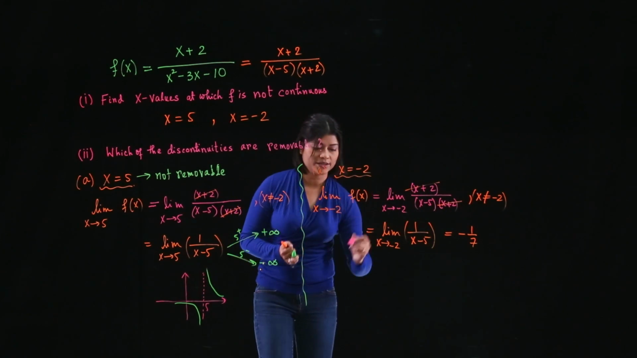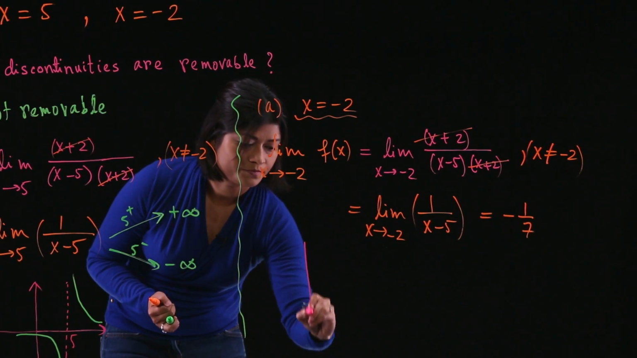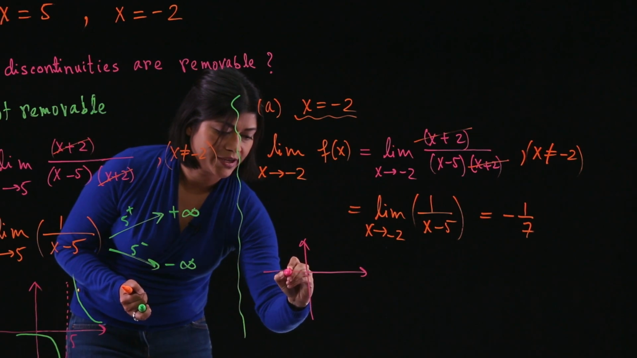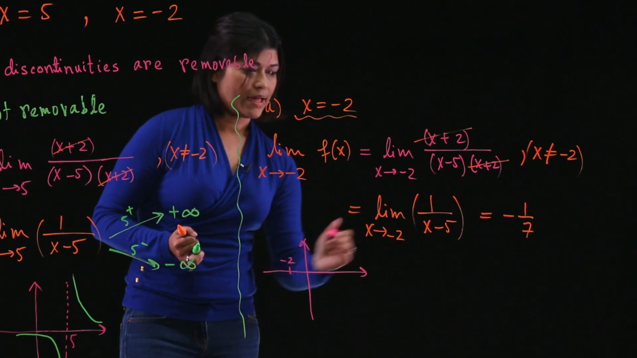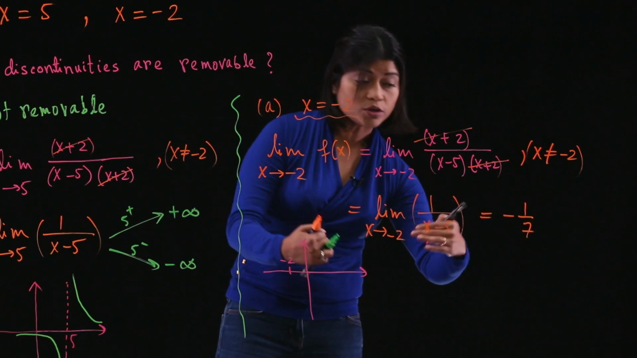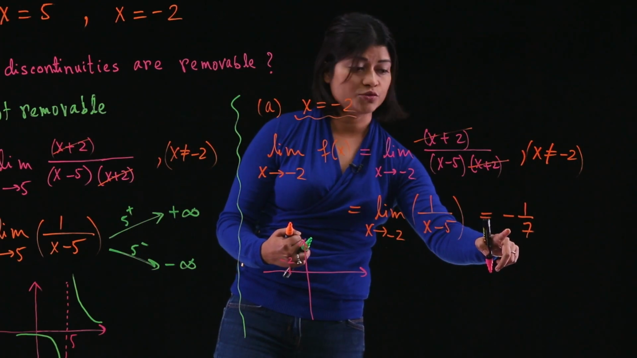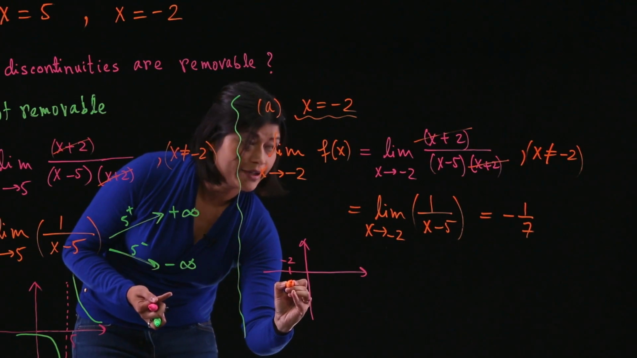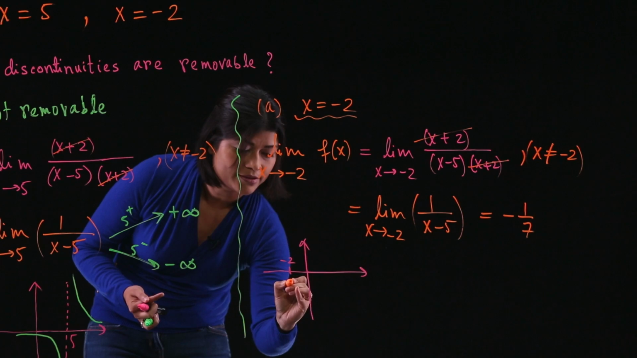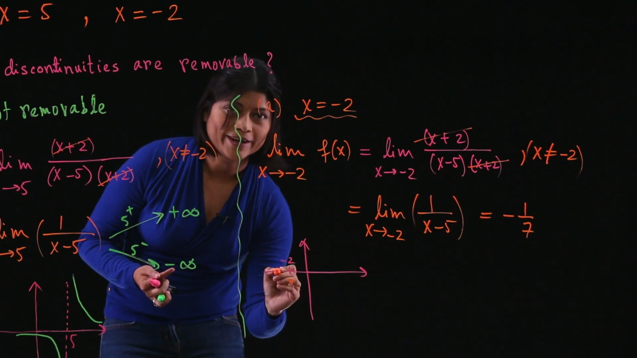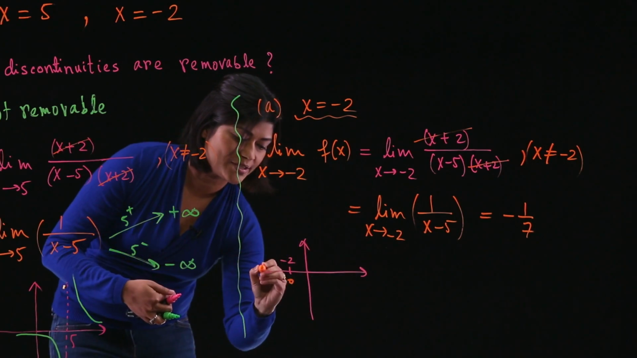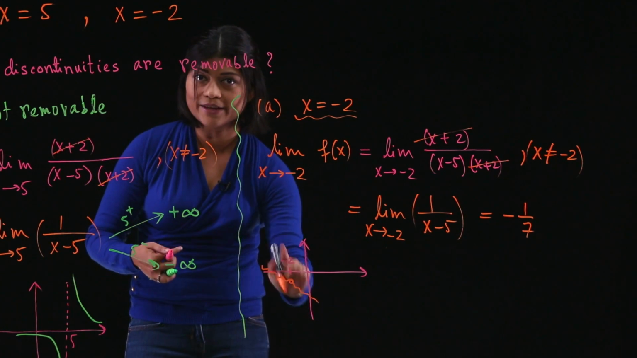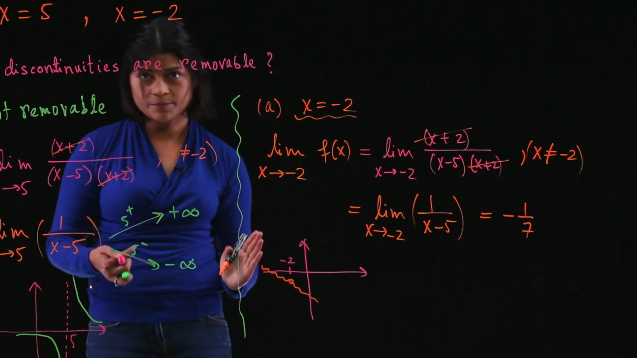So if you want to again look at the graph of this function, say here is your negative 2, okay? As x is approaching negative 2 from both sides, the function is approaching a value, negative 1/7, say somewhere here, right? Okay, the function is not defined, so you will have an open circle, right? But the limit exists, so the function is approaching that point somehow. The limit exists, but the function is not defined. It's an open circle.